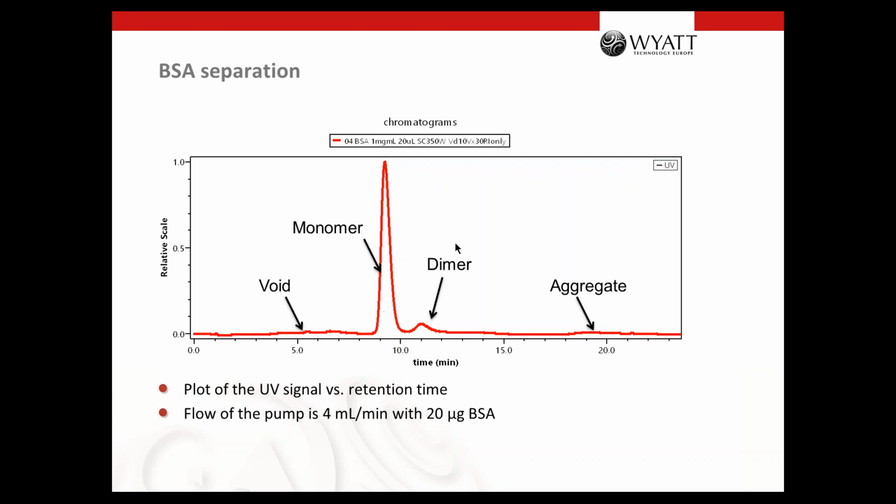And as detector, we use here only the UV detector. And you see also that at the end of the separation, you see the aggregates. That's also different to SEC, because in classical SEC, these particles elute in the exclusion volume of the column.